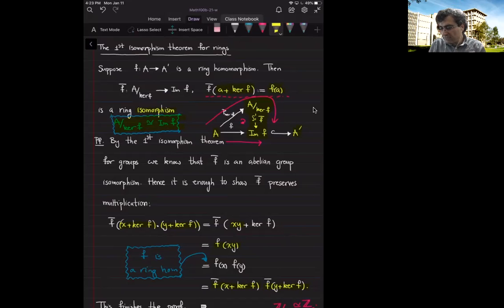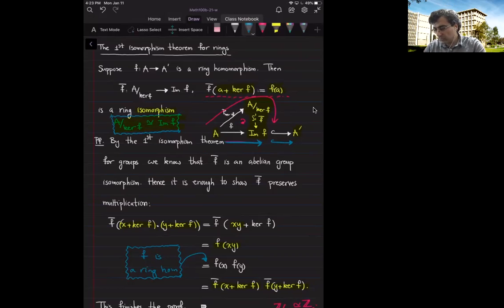So we have this function f that goes from A to A prime, but that clearly factors through the image and then combines with the natural embedding of the image into A prime. The image of f at the end of the day is a subring of A prime. So on one hand, we have this. Then we have the kernel of f.